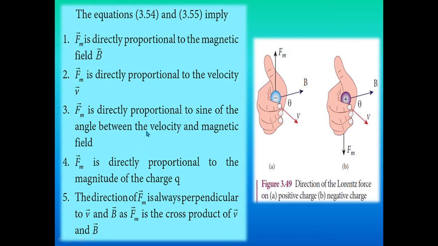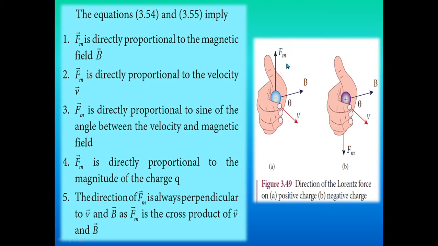The third point: Fm vector is directly proportional to the sine of the angle between the velocity and the magnetic field. Then the fourth one: Fm vector is directly proportional to the magnitude of the charge. That means if the magnitude of the charge increases, the force also increases.